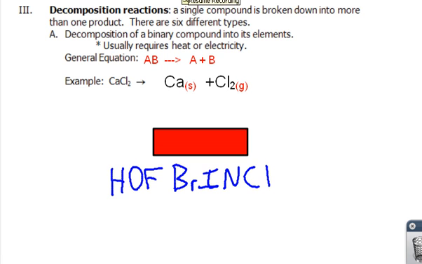Any of these elements that don't have a charge, and this chlorine here doesn't have a charge, they are what we call diatomics. So that by themselves, they're always in pairs of 2. So chlorine's by itself now, it's got to be diatomic.